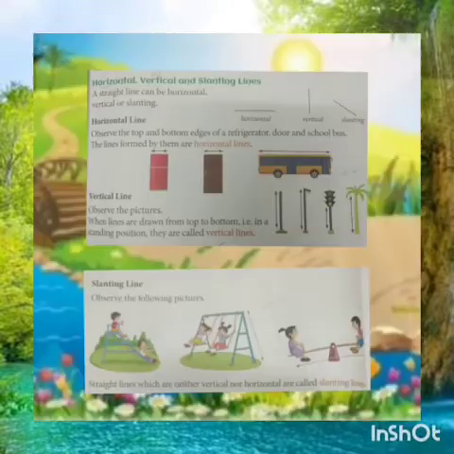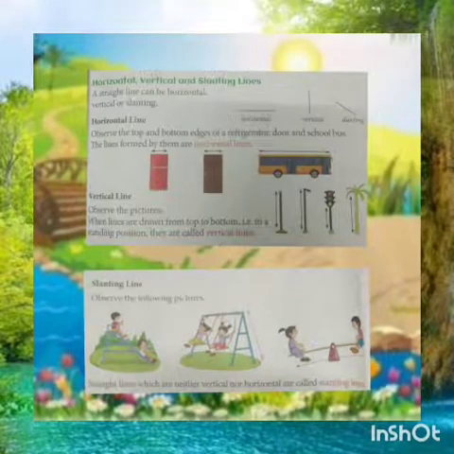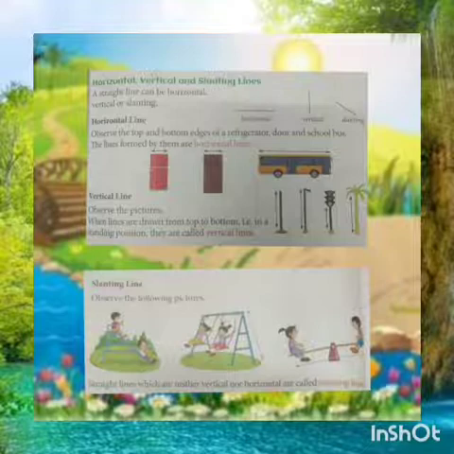Okay children? Different types of lines that we are going to see: horizontal, vertical and slanting line. A straight line can be horizontal, vertical or slanting. Can you see the picture? A sleeping line is called horizontal, a standing line is called vertical and a slanting line is called slanting line.